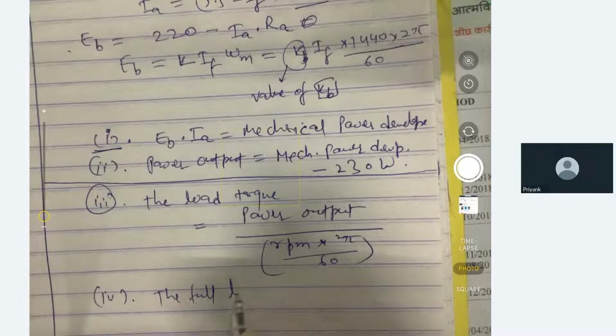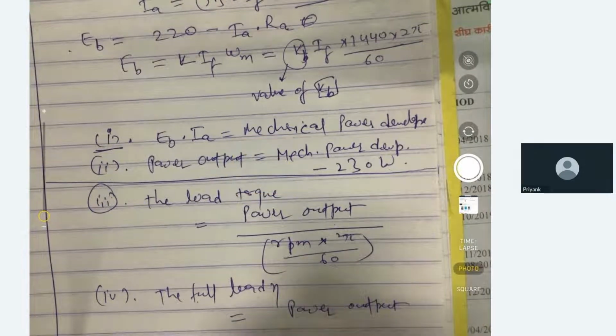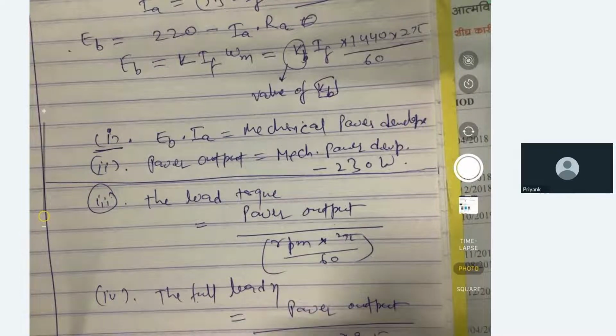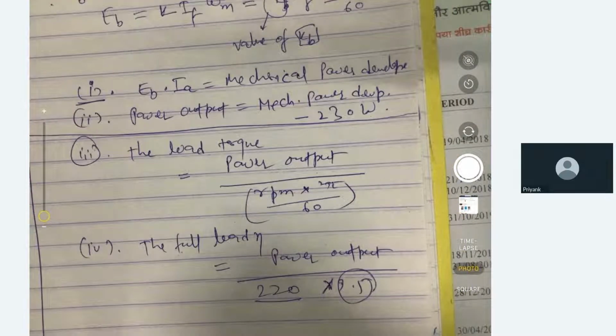The fourth is the full load efficiency. Full load efficiency will be the power output divided by input. The input is 220 into 9.5 ampere. So I hope this is correct. Yeah, it is okay, correct.